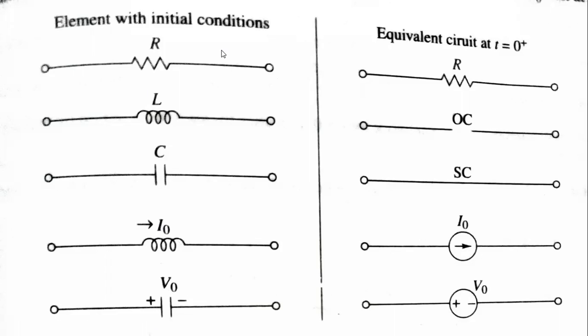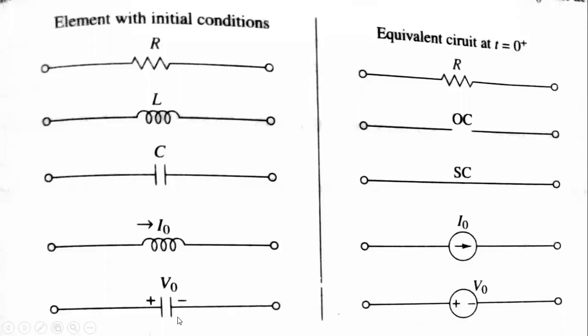This will be the element with an initial condition. Whenever the word initial is coming, at that time definitely R will be as it is like this, L will be like this, C will be like this, I0 initial current will be like this, and for the capacitor across it V0. See here, at initial, the amount of current which is flowing through the inductor will be I0. At initial condition, the voltage drop across the capacitor will be V0.